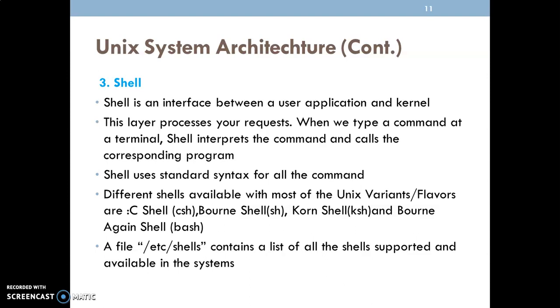Different shells are available as part of the Unix operating system. Some of the shells: C shell we can call as csh, Bourne shell we can call as sh, Korn shell we can call as ksh, and Bourne Again shell we can call as bash. So these are the different shells we are using in different versions of the Unix operating systems.